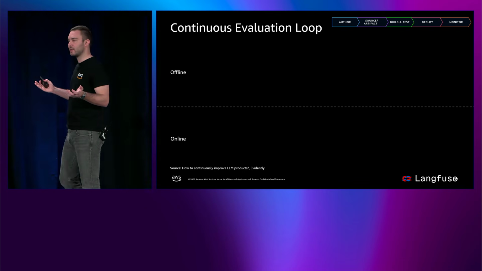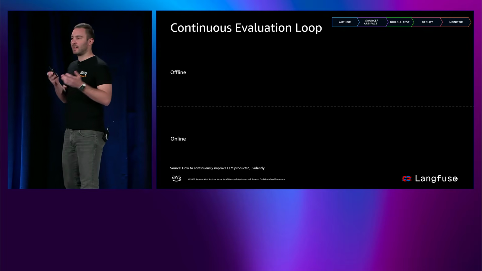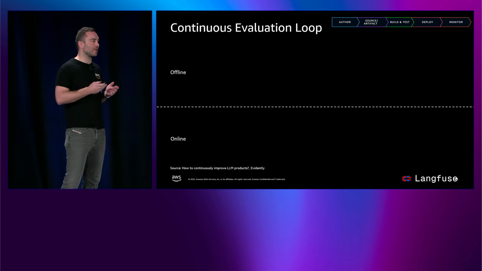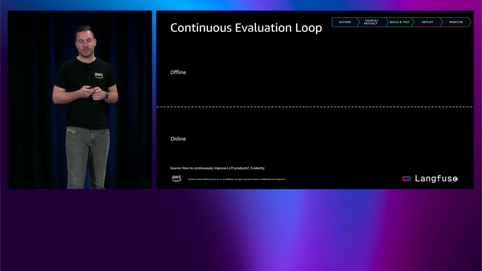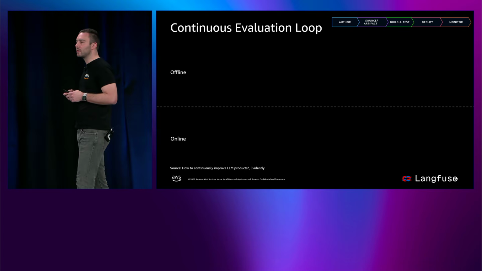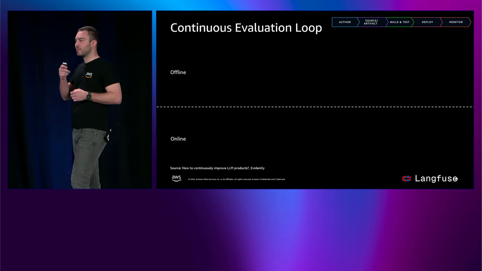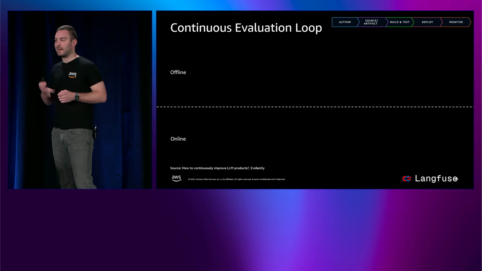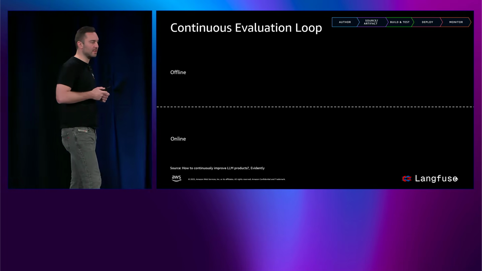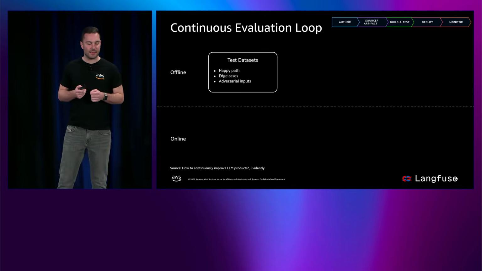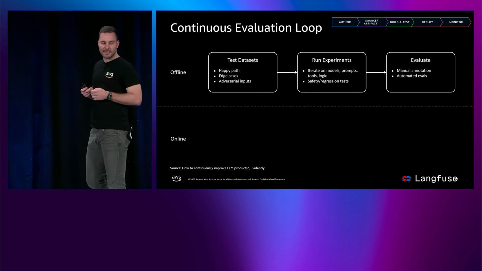DevOps doesn't work without testing. And the analogy, even though it's a bit more complicated than testing in GenAI and agents, is evaluation. So we were thinking about how evaluation plays a crucial role alongside the entire lifecycle of an agentic application. And we found a pretty cool illustration from Evidently that is showcasing that.